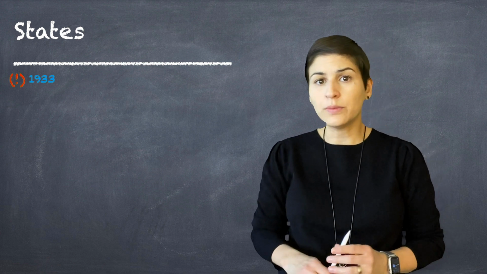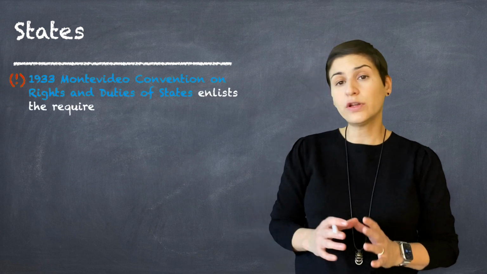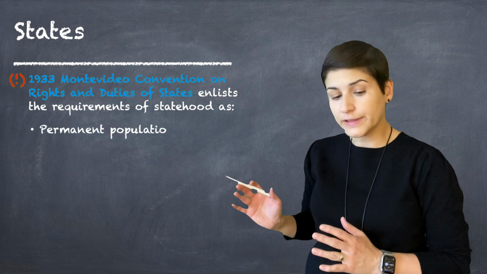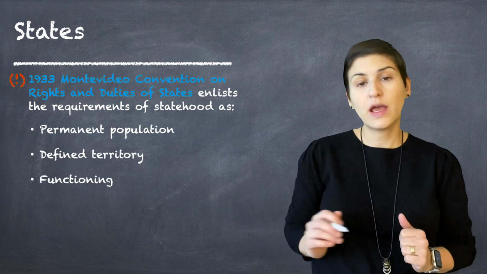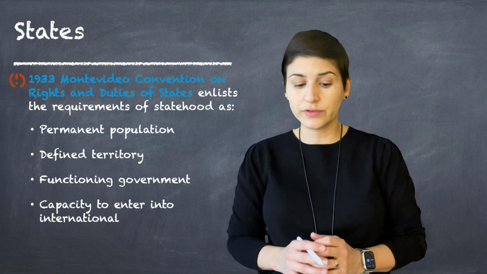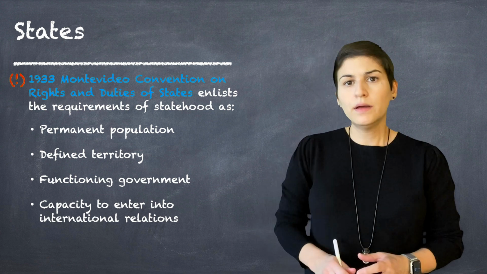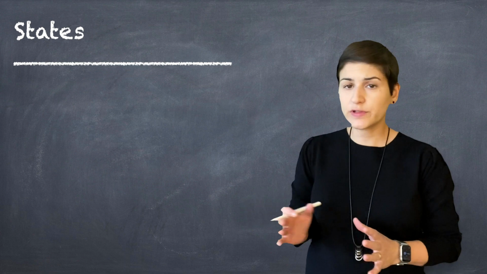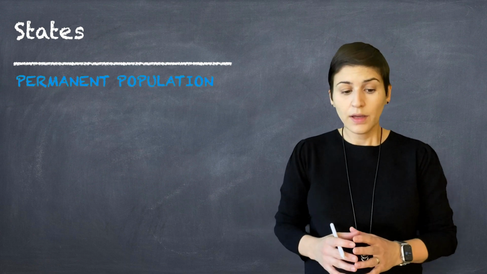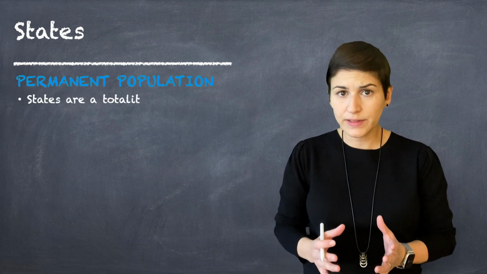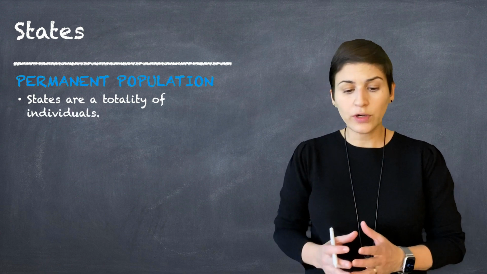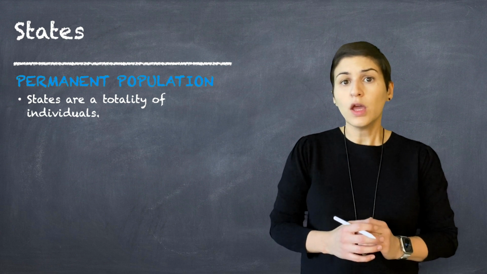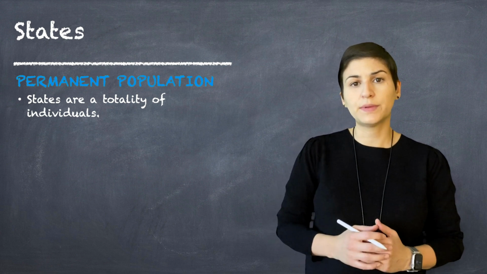The 1933 Montevideo Convention enlists the requirements of statehood as permanent population, defined territory, functioning government, and capacity to enter into international relations. So, what are these four components? We said that the first is a permanent population. Considering that states are a totality of individuals, in order for an entity to be considered as a state, it needs to have a population, which is permanent and which multiplies itself.